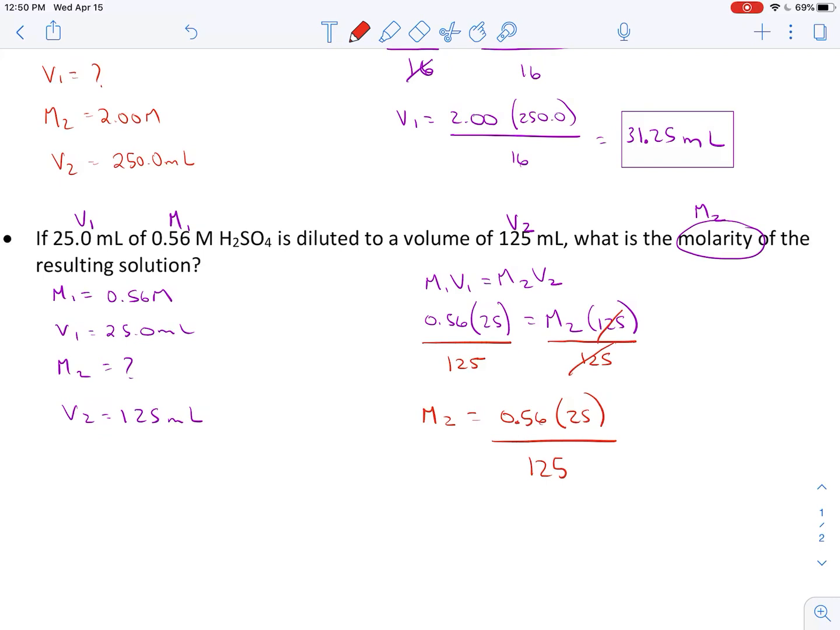All right, let's go ahead and type this in. 0.56 times 25 divided by 125. And when we type it in our calculator, we get 0.112. Now, if we look back up to the top for our sig figs, molarity is where we're looking because this one's a molarity. There are 2 sig figs there, so our answer can only contain 2. So the answer we write down is 0.11 molar. And there we have it. That's dilutions. Hope that was easy.